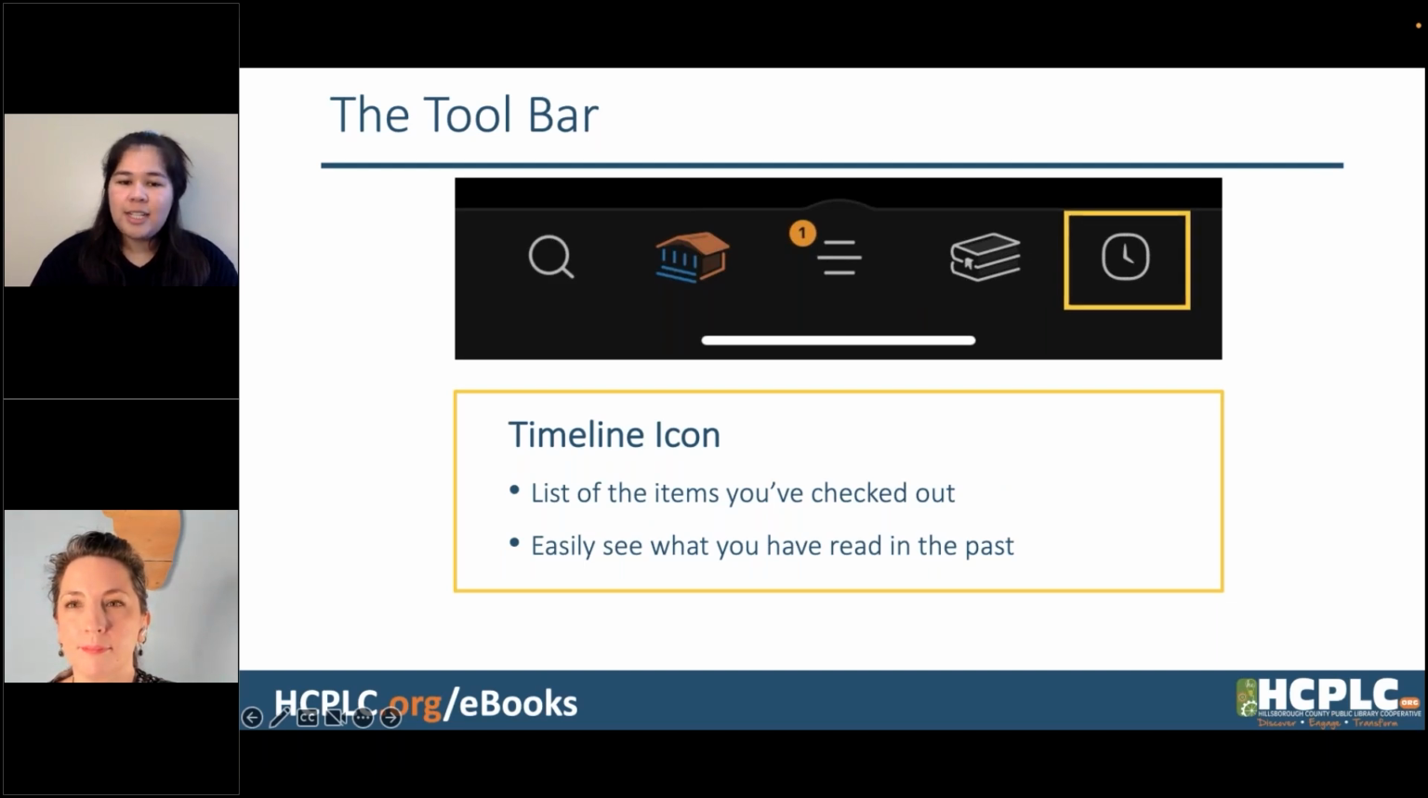And the last icon there is your timeline icon, which I know a lot of people coming into the library always say, I don't know if I read this book before or not. So this is a good feature that Libby has. Basically, it's going to keep track of all the items you've checked out since you logged into Libby for the first time. And you can basically scroll back down there and see a list of everything you've read before.